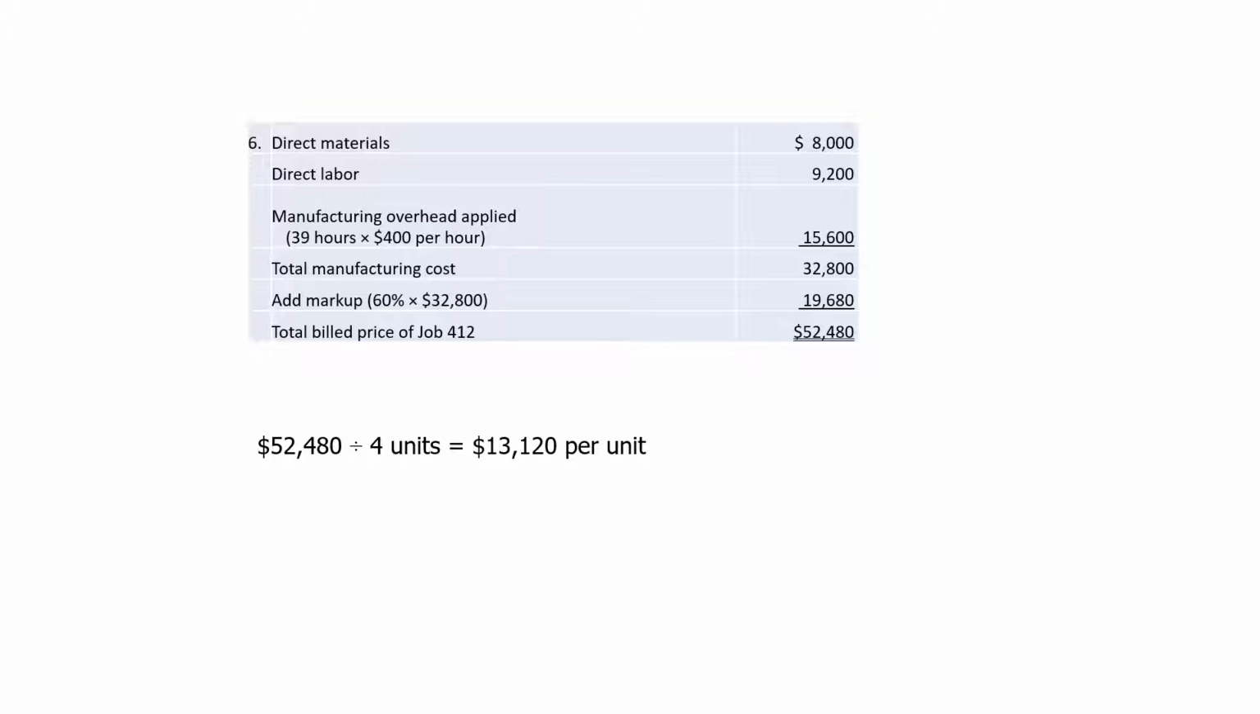Okay, so we're going to take the $8,000 in direct materials and $9,200 in direct labor. We'll take the 39 hours times the predetermined overhead rate of $400 an hour. So the total manufacturing costs would be $32,800. So if you take 60% of $32,800, $19,680, add that to the manufacturing costs, that's what was charged to the customer. Divide that by the 4 units that were produced by this, and $13,120 would have been the charge per unit to the customer.